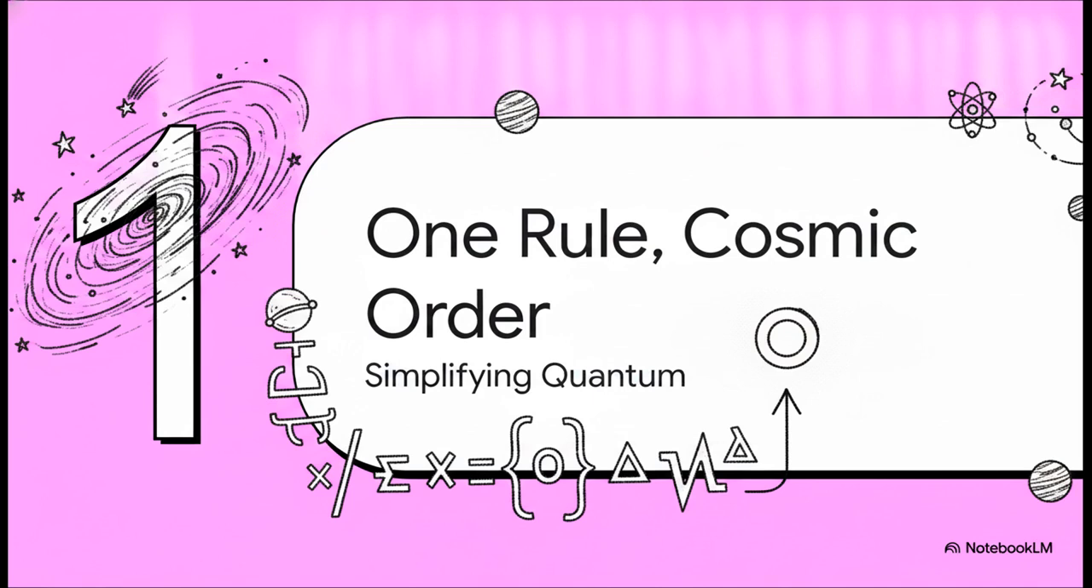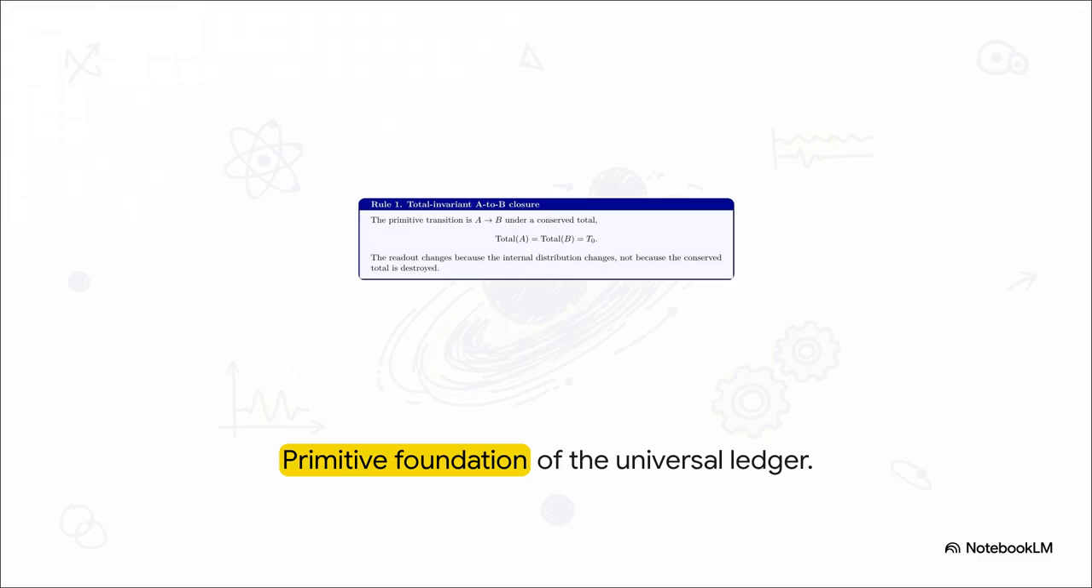One rule, cosmic order, simplifying standard quantum structures. You know, the primitive foundation of the CRGE framework isn't some pages-long, incredibly complex equation. It's actually a very simple transition rule. When state A changes to state B, the internal distribution between the two might shift around, but the overall total is always conserved. And that right there is the underlying principle of the universe's ledger.